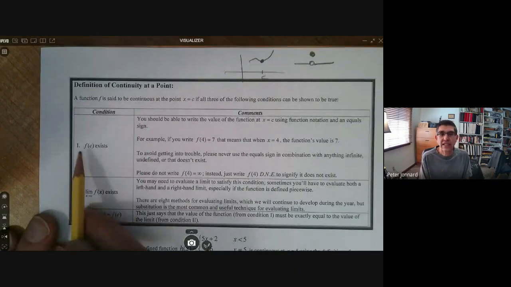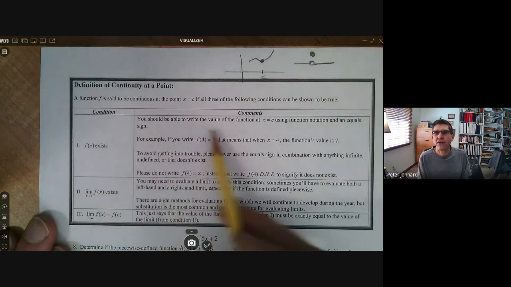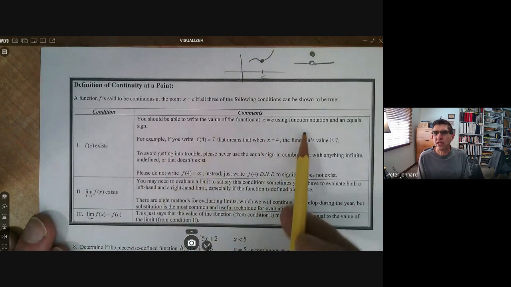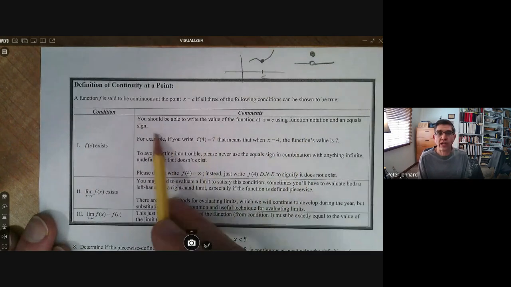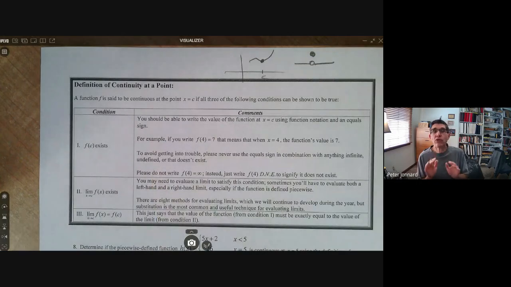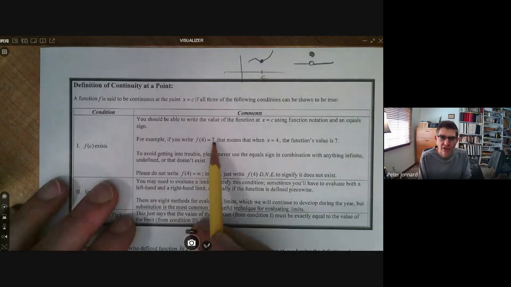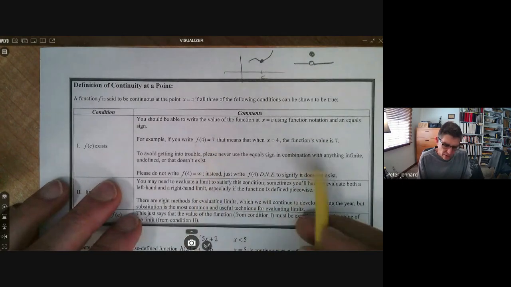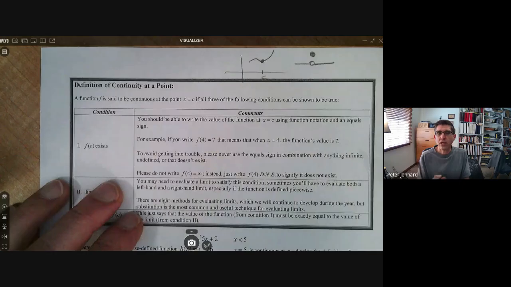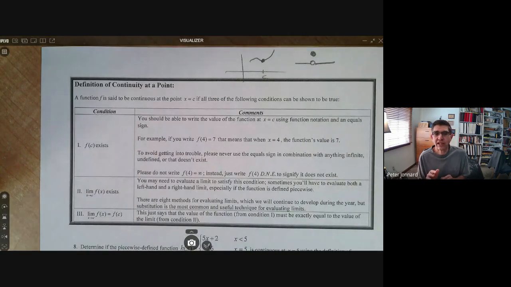Number one, f of c exists. So for me, what that means is you should be able to write the value of the function at x equals c using function notation and an equal sign. And remember, the equal sign is the most important symbol in all of math. It's the most powerful symbol in all of math. So for instance, if you wrote f of 4 is 7, what you're saying is when x is 4, the function's value is 7.